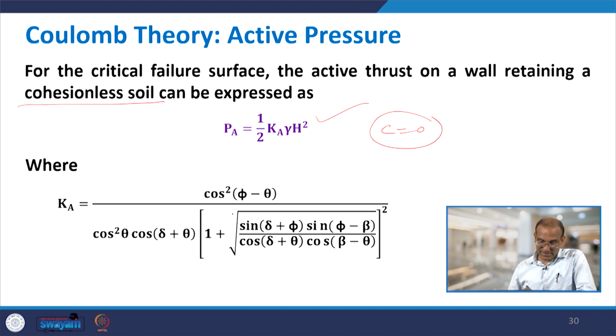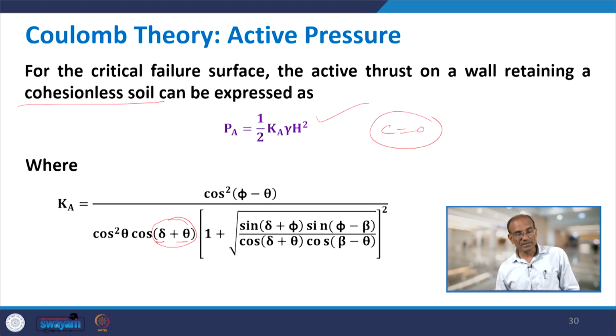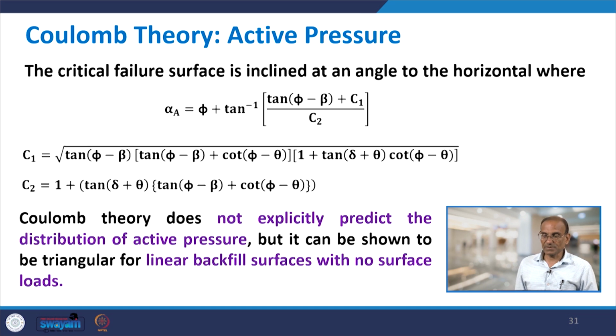K in this case is given by this relation, cos square (phi minus theta) over cos square theta and so on. Earlier in Rankine theory only phi was involved, but here two more parameters, delta and theta, have come into the picture. Delta is the angle between wall and soil, and theta is the angle since the wall is not vertical. Theta could be 0 if your wall is vertical, and delta could also be 0 if you consider a smooth wall. So this was for active pressure.